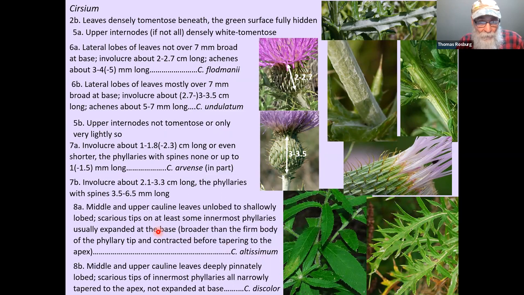Another approach to this is looking at the phyllaries here. As it says, the tips on some of the phyllaries expanded. I don't usually use this. You have to have flower heads, of course, to do this. But if you had flower heads, you could look at those bracts, again, the involucral bracts. It says here, altissimum has the tips on those scarious, which means it's kind of like really thin, papery tissue, expanded at the base of the phyllary tip and then contracted before tapering to the actual tip of the bract. Where this one says the scarious tips of the innermost phyllaries all narrowly tapered to the tip, not expanded at the base. So it's whether those tips are expanded at the base or not. I think you can do a pretty good job separating the two just by using the leaves. So I don't usually use that.